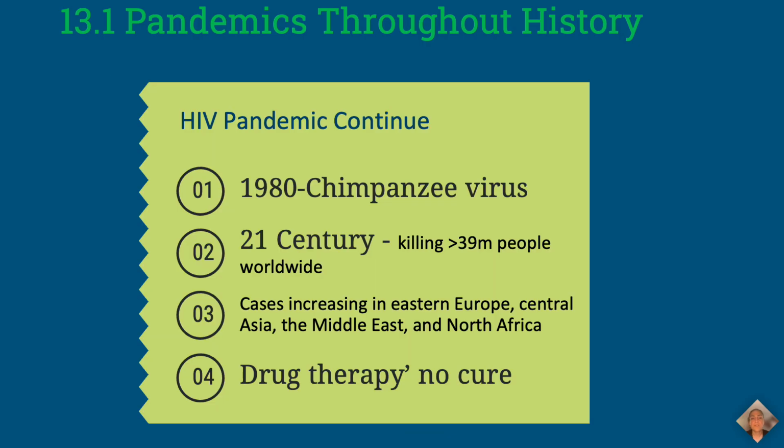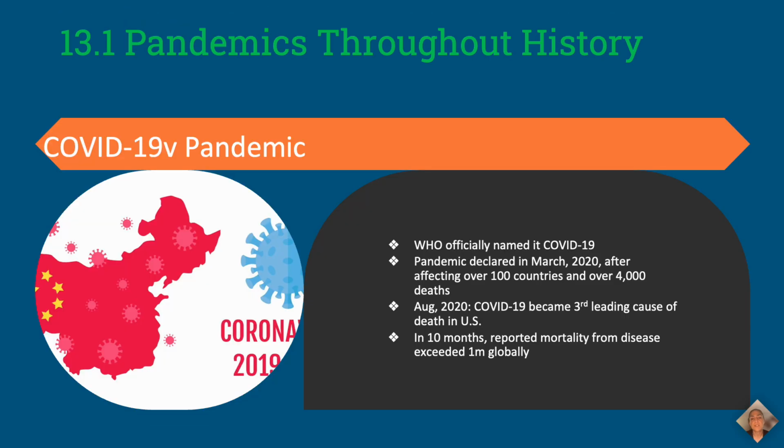Infection was believed to have developed in the 1800s from a chimpanzee virus. In the 21st century, AIDS has become one of the largest public health challenges, killing more than 39 million people worldwide, 500,000 in the United States. And it's still a global pandemic with cases increasing in Eastern Europe, Central Asia, the Middle East, and North Africa. Disease can be managed with antiretroviral drug therapy, and there is no current vaccine or cure available.